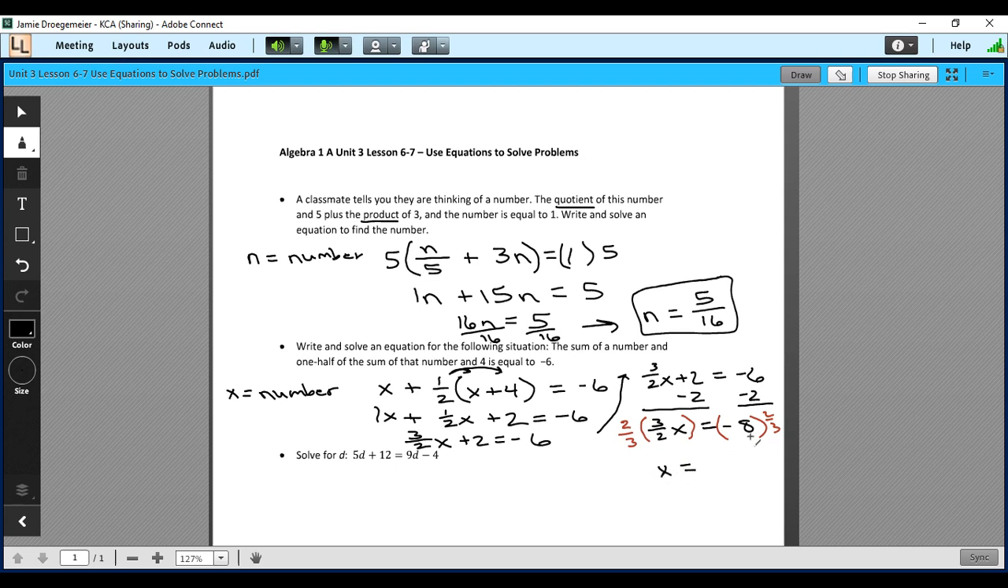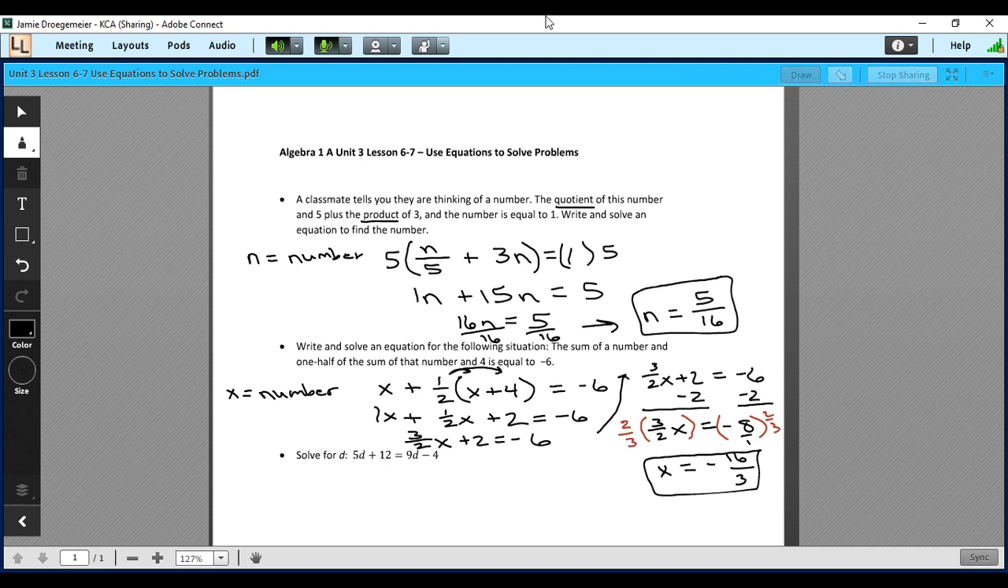And on this side, when I take -8 times 2/3, remember that's -8 over 1, we multiply across. 8 times 2 is 16. 1 times 3 is 3. So x would equal -16/3. So that would be our process for working through that equation and solving it for x.